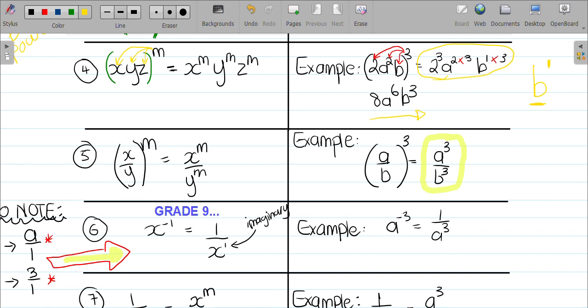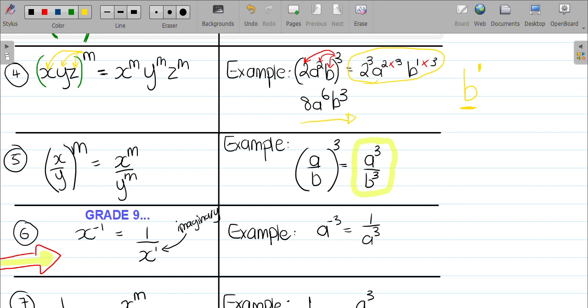So the rule number 5 is the same. Everything inside the bracket will be affected by the power. So let's have a look. So x will be raised to the power of m and y will be raised to the power of m. So a simple example is just if we have in the bracket a over b, a will be affected, so it will become a to the power of 3, and b will be affected, so that power comes over here, and it will be b to the power of 3.